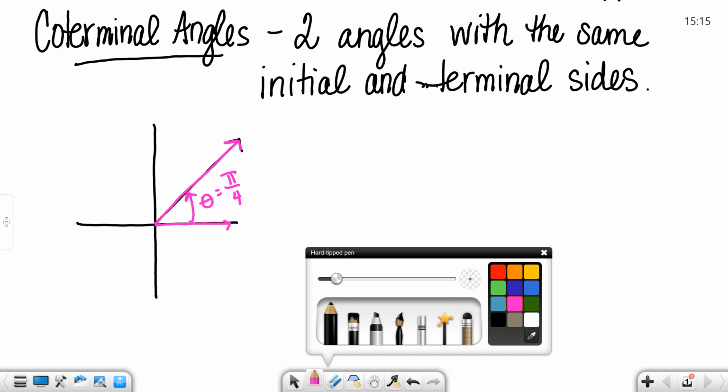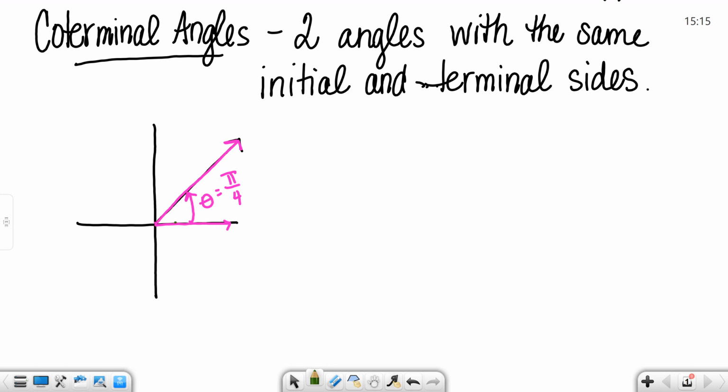So let me just choose a different color here. I'm going to choose green. If I start at the same initial side and I go all the way around the circle, then I've gone 2 pi plus pi over 4. So now it has the same initial and terminal sides. So the pink angle was pi over 4, theta.